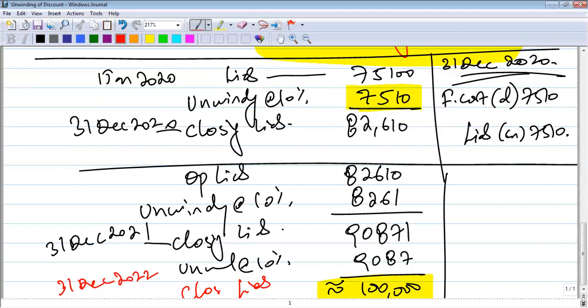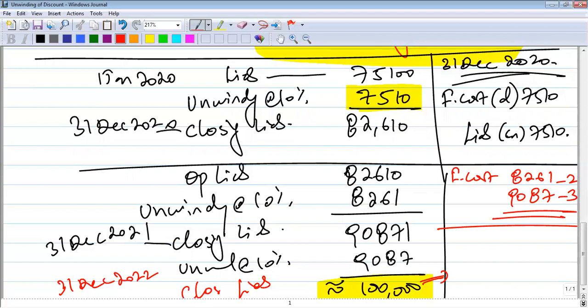So we are going to be recognizing a finance cost of 8261 in year 2 and a finance cost of 9087, or whatever the balancing figure is, in year 3. Ultimately your liability would be standing at 100,000, and at the end of year 3 we would simply say liability debited by 100,000 and correspondingly cash credited by 100,000.